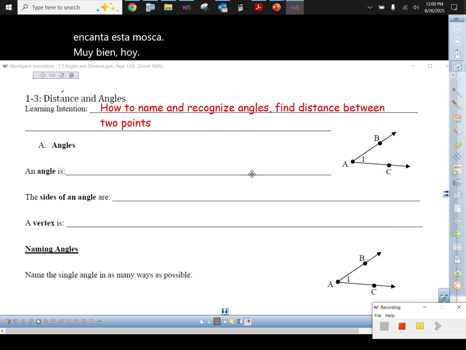Today's topic is how to name and recognize angles and find the distance between 2 points. How to name and recognize angles. Angles is a hard word to spell. A lot of people accidentally spell it angels, right? So make sure that we are spelling angles correctly. How to name and recognize angles and find the distance between 2 points.